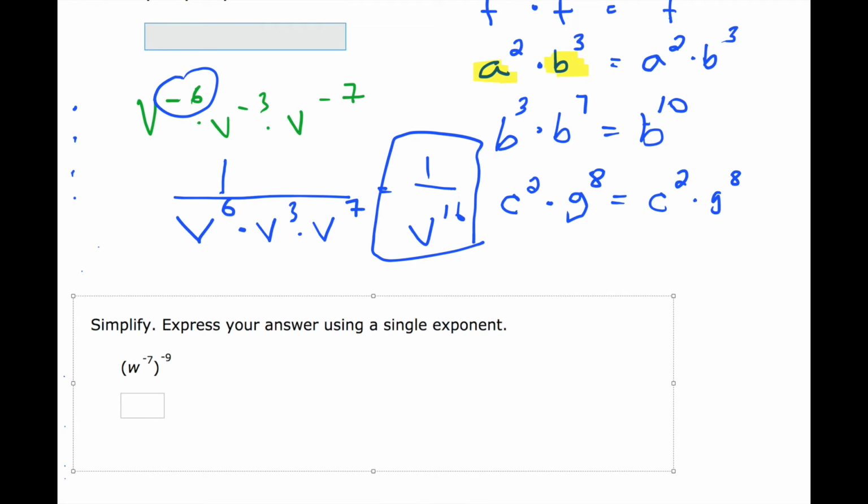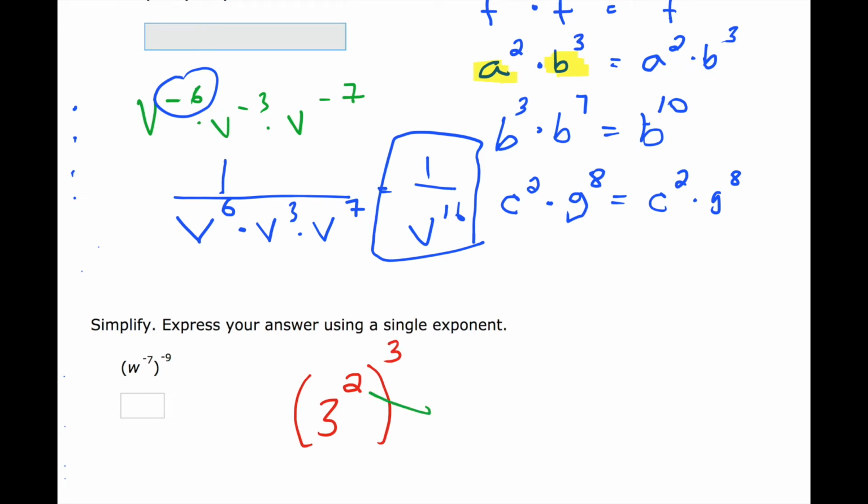Okay, you watching? I'll wait for you to be ready. So if you have 3 squared to the power of 3, this right here is a power, and this right here is a power. When you have a power of a power, you multiply. That's the rule: power of a power, you multiply.